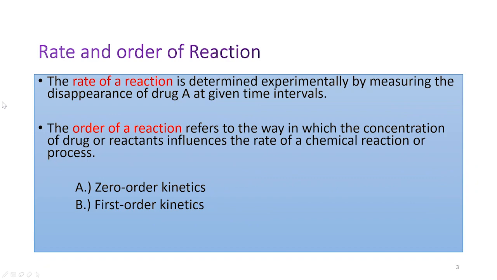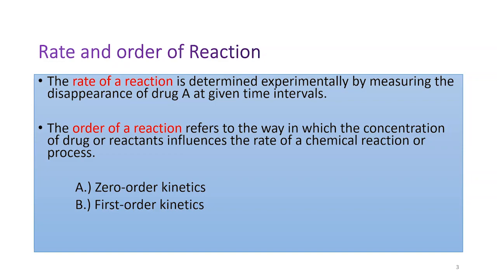So the rate of a reaction is determined experimentally by measuring the disappearance of drug A at given time intervals. When we give the drug to a patient, we would expect that the drug will be eliminated from the body. And when we try to measure that, we try to know the rate of it.